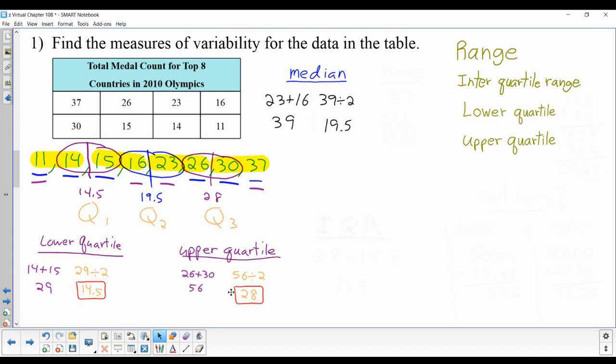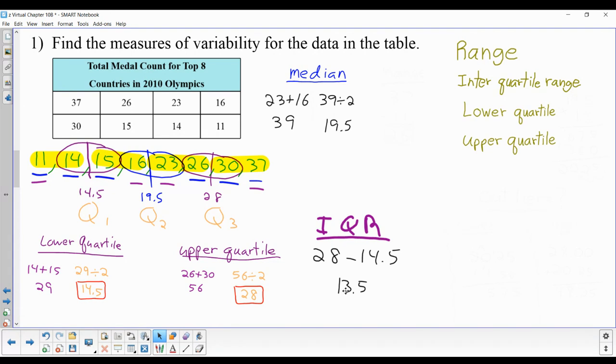The next measure of variability I'm going to find is called the interquartile range. Range is the distance between the largest and smallest numbers. The interquartile range is the distance between the largest and smallest quartiles, the 28 and the 14.5. We'll do 28 minus 14.5, and you get 13.5. That is your interquartile range, and is another one of our measures of variability.